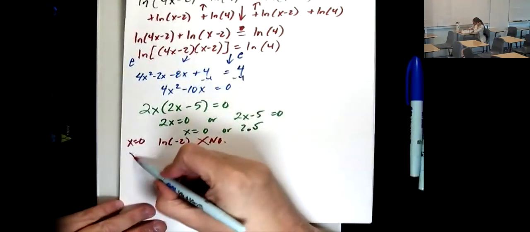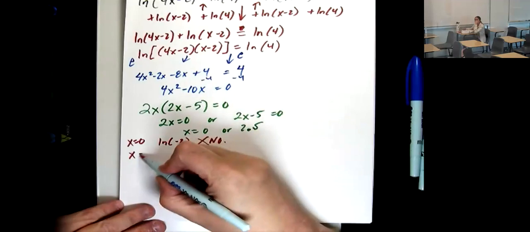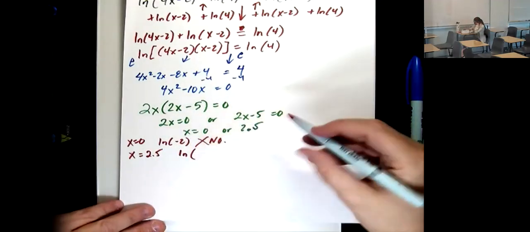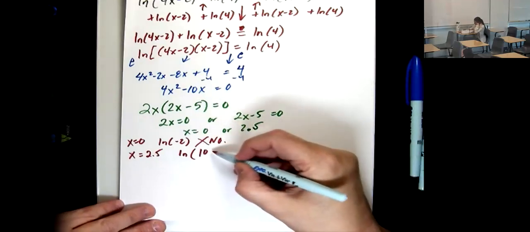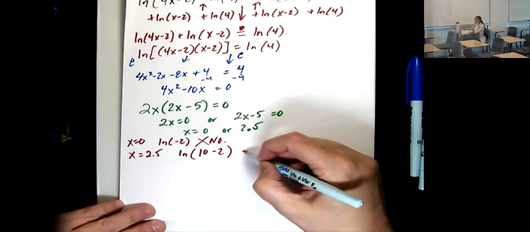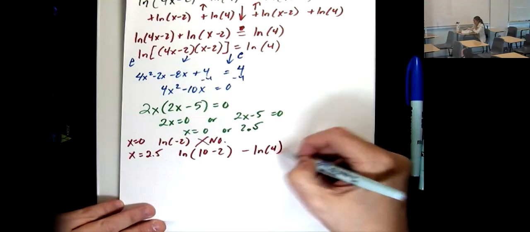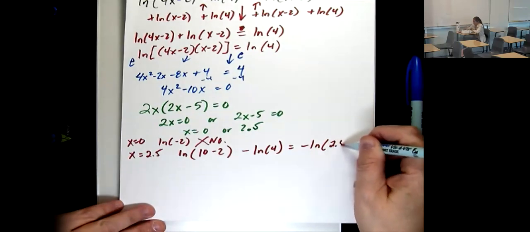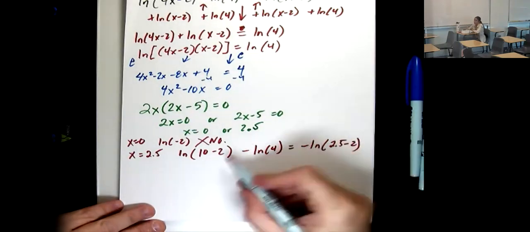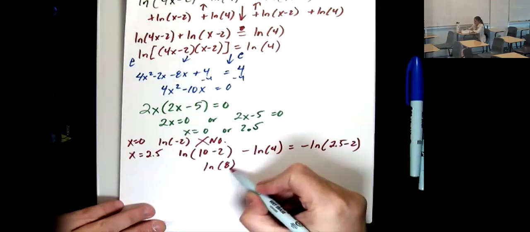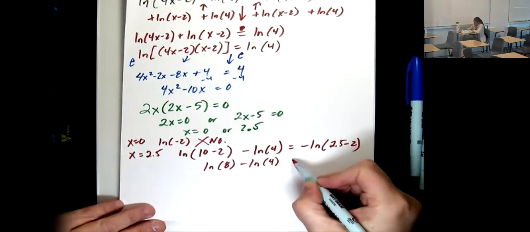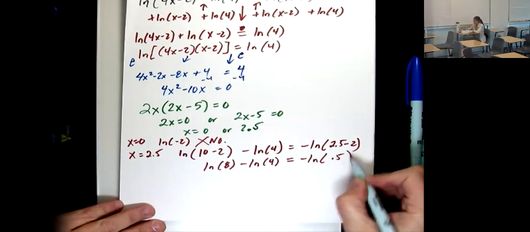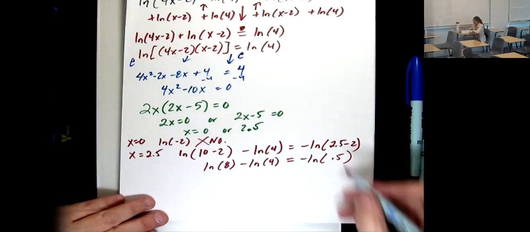x equals 5/2 or 2.5. If I stick that in, I get ln of 4 times 5/2, which is 10, so ln of 10 minus 2, minus ln of 4. Does that equal negative ln of 2.5 minus 2? So ln of 8 minus ln of 4, does that equal negative ln of 0.5, or better yet, 1/2?